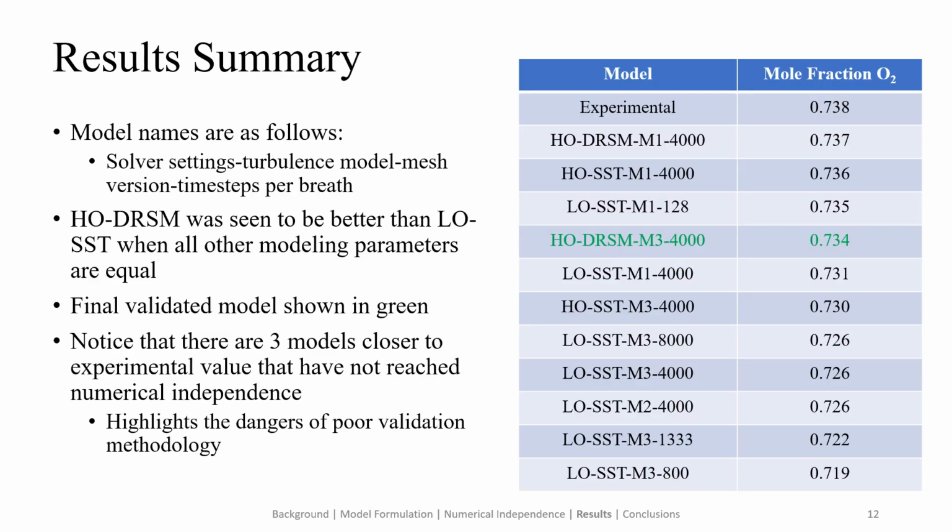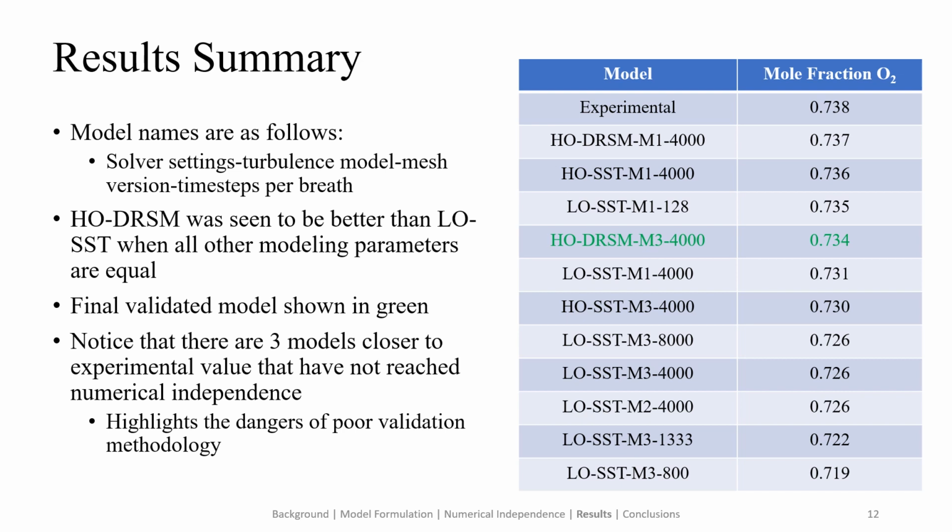A summary of the oxygen results can be seen in the table on the right. For all models using HODRSM, when compared to LOSST with all modeling parameters being equal, the HODRSM showed improved oxygen accuracy when compared to the experimental value. The final validated model is shown in green, which is higher order solver settings, differential Reynolds stress turbulence model, Mesh 3, which is 8 million cells, and 4,000 time steps per breath. This resulted in an oxygen value only 0.4 percentage points away from the experimental value of 0.738.